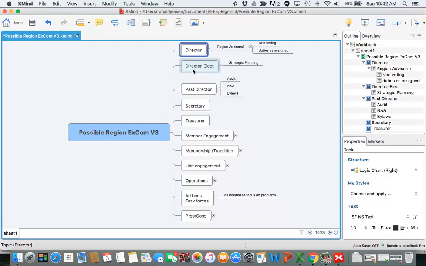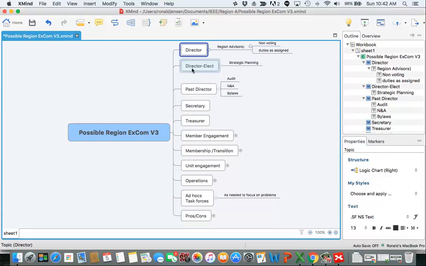This is not necessarily the way it's done in all regions, but it certainly is in Region 4, and I think it makes a lot of sense because if you're involved in strategic planning in the 2 years prior to becoming director, you then have both a feel and you can flavor the direction of Region 4, and so that's a good place.